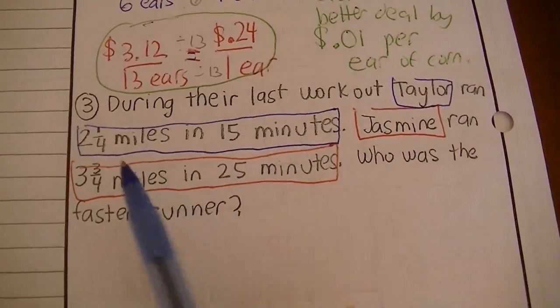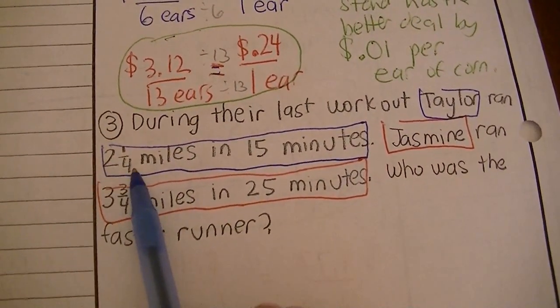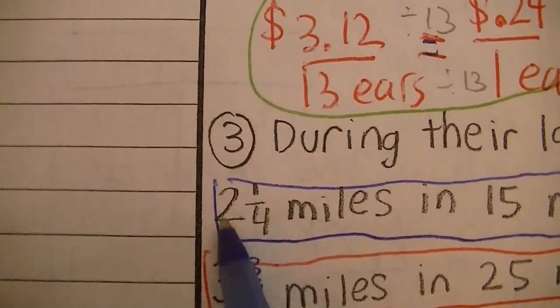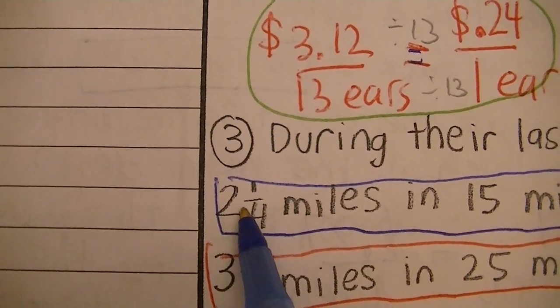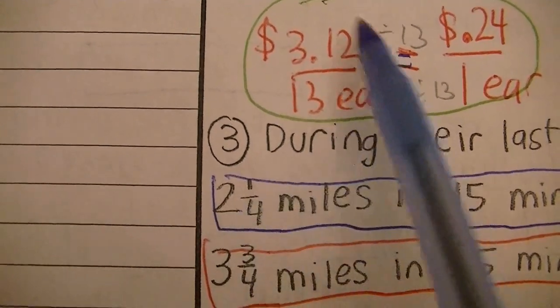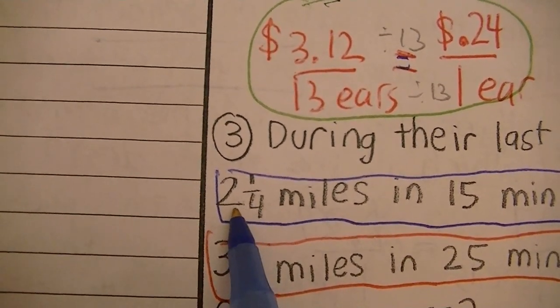So something I want to show you here is, well, the first one I'm going to write in blue for Taylor, 2 1/4. So when you see this right here, there's a couple ways that you can do this. You can keep it a fraction when you put it into your fraction, but that would look a little bit confusing to me. So one way you can do this is like this.